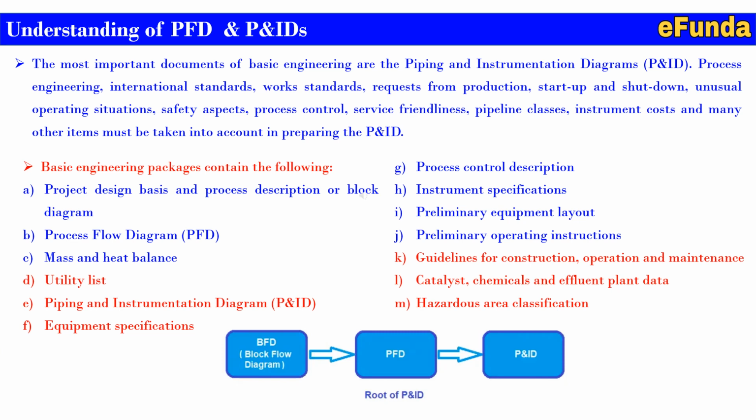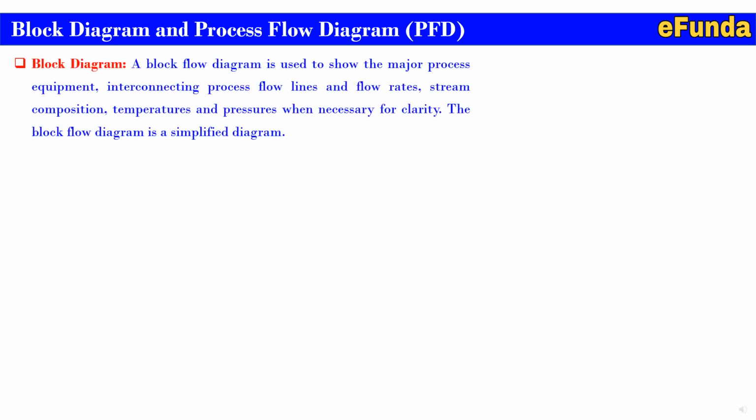Now we will see more details about the PFDs. Block diagram and process flow diagram, that is PFD. Block diagram we will see first. A block flow diagram is used to show the major process equipment, interconnecting process flow lines and flow rate, stream composition, temperature and pressure when necessary for clarity. The block diagram or block flow diagram is a simplified diagram.